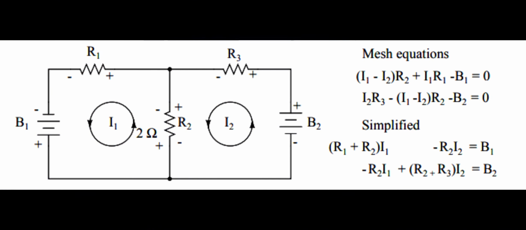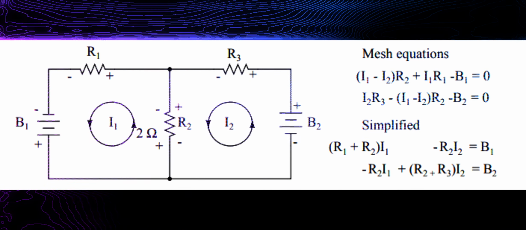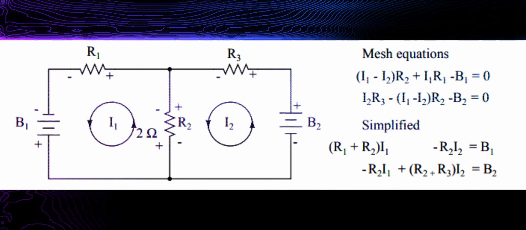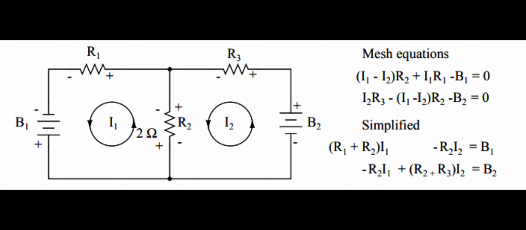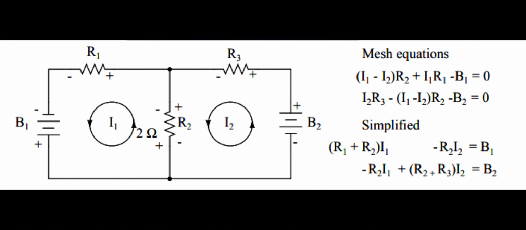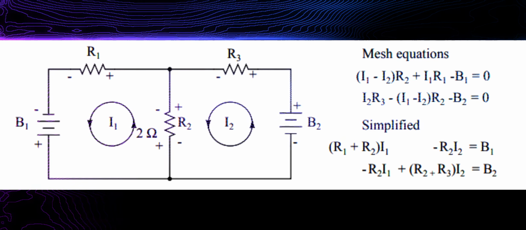branches. The first step in the analysis is to label all of the mesh currents in the circuit. The mesh currents are fictitious currents that circulate in a mesh. Note that a mesh current may or may not be a branch current, but all of the branch currents can be found from the mesh currents.